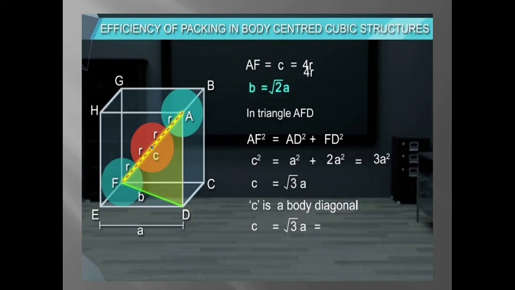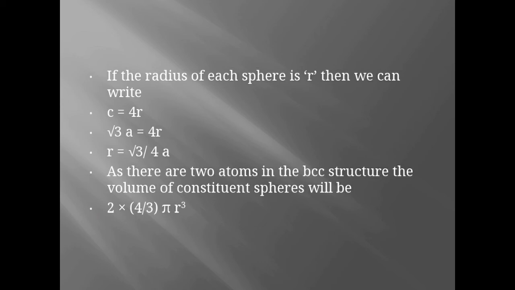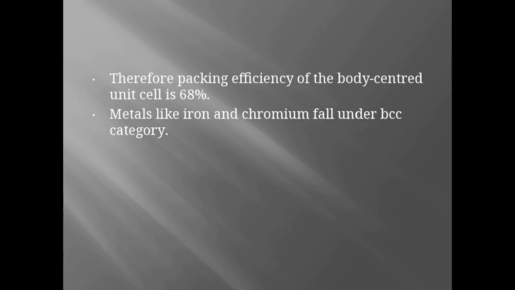So we can follow the Pythagoras theorem here. In the triangle AFD, AF square, that is the diagonal square, is equal to AD square plus FD squared. These are the two sides. So c squared is equal to a squared plus 2a squared. So it comes around 3a squared, and c is equal to root 3a. So if you substitute this value in the volume of the sphere formula, 4 by 3 pi r cube.